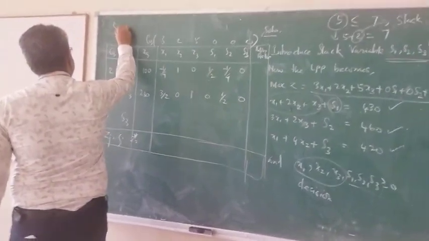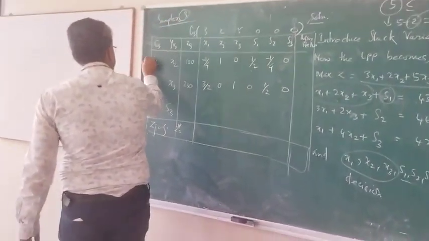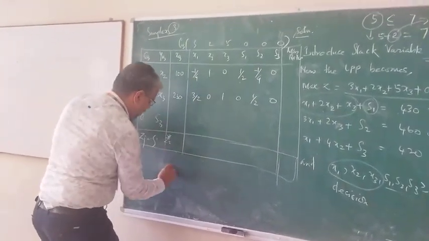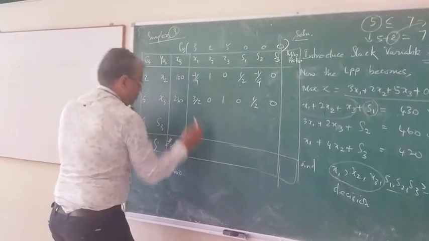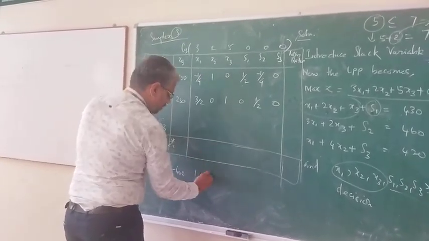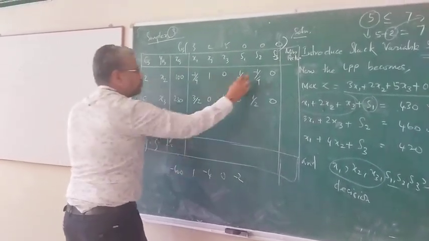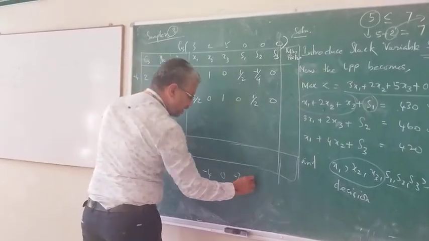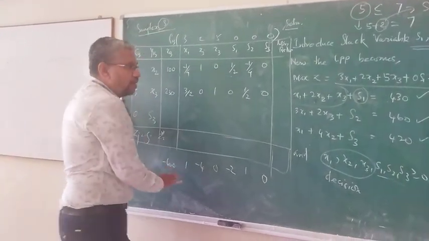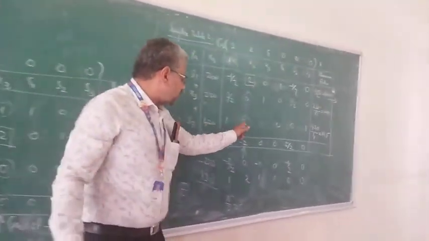Simplex table 3. Multiply all elements with minus 4. So minus 400, plus 1, minus 4, 0, minus 2, minus plus 4 can get cancelled, 1, 0. So you can add with what we are going to convert. So I am going to convert this 4 into 0.